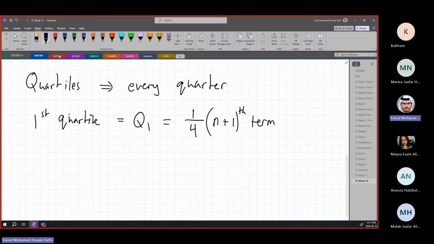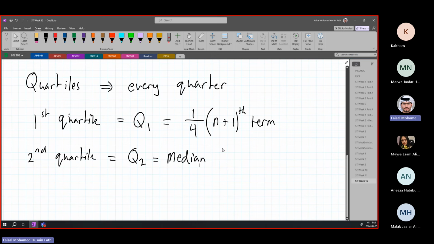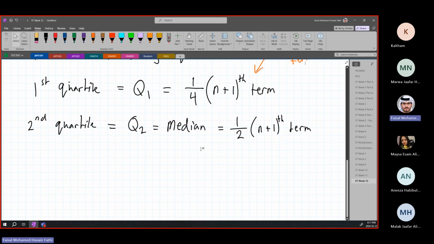All right, your second quartile, we have already actually seen. Our second quartile is basically our Q2, which is equal to our median, which is the middle of your set of data. So it's equal to 1/2, the halfway point. So a quarter and a quarter gives you half. So it's the halfway point of the (n plus 1)th term. This isn't the actual value. This is the term, the location of it, basically. This is just giving you the location, and then you're going to find the value at that specific location.